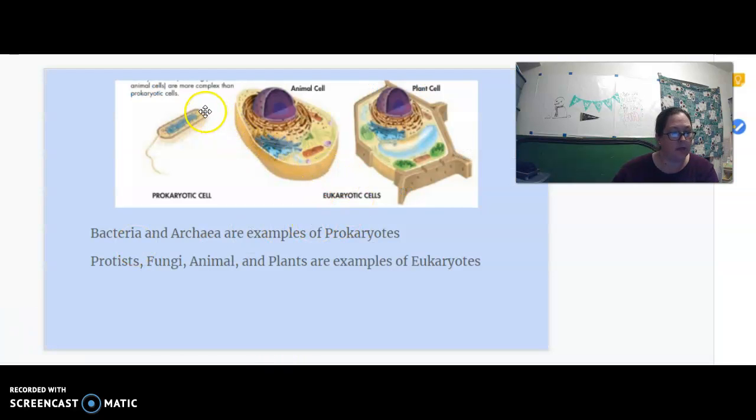Some examples of prokaryotes would be bacteria and archaea. Examples of eukaryotic cells would be protists, which is like red algae, fungi, mushrooms, animals, you and me, kitty cats, whatever, and then plants. Those are examples of eukaryotic cells.